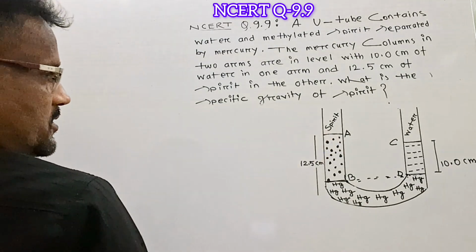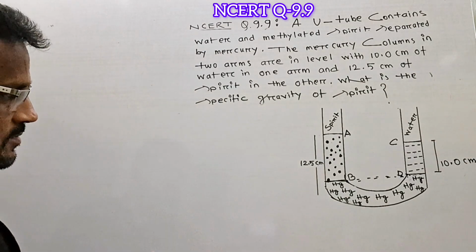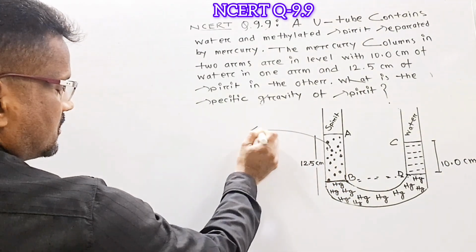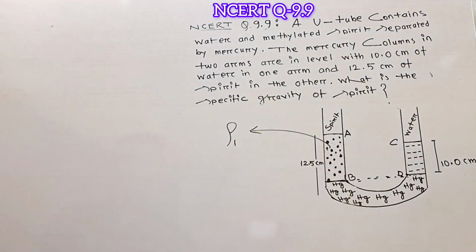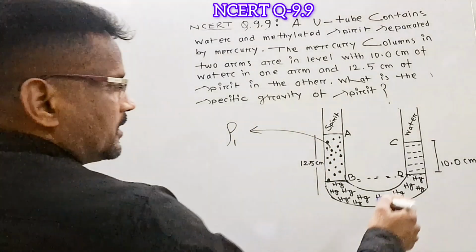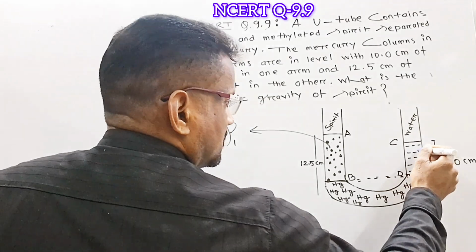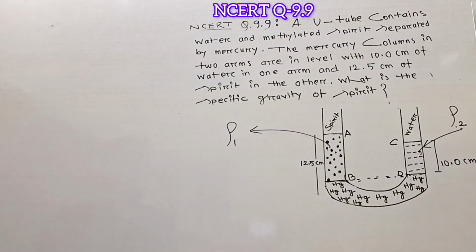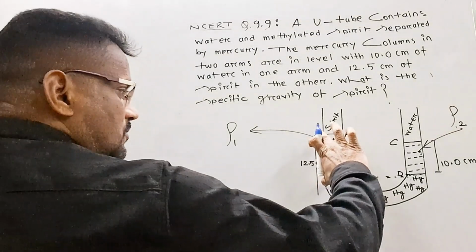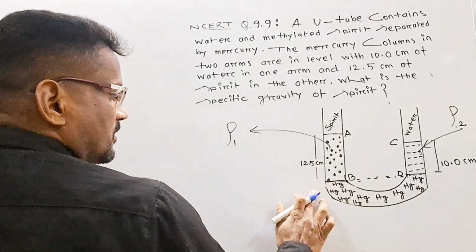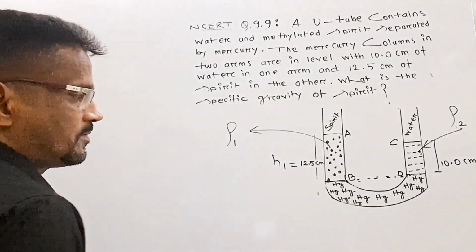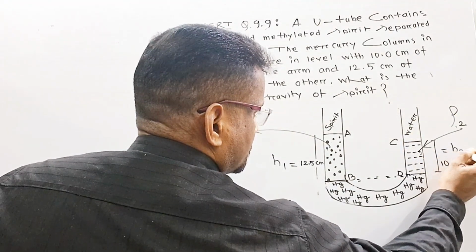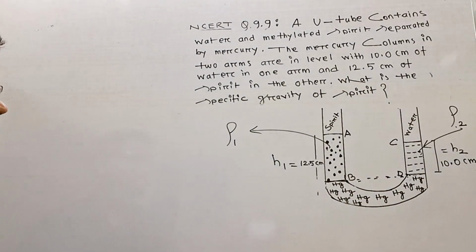Now let's come to this question. Here you have to use only one concept. Let us take the density of spirit as rho 1, and the density of water as rho 2. Then this column height is h1, which is given, h1 is equal to 12.5 centimeter, and the height of this column let us take as h2, which is given as 10 centimeter.